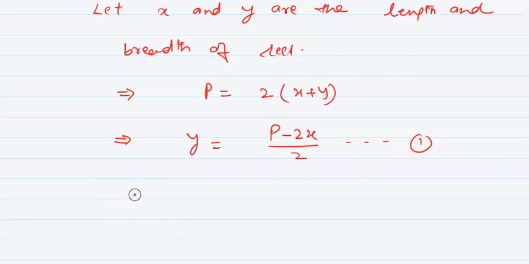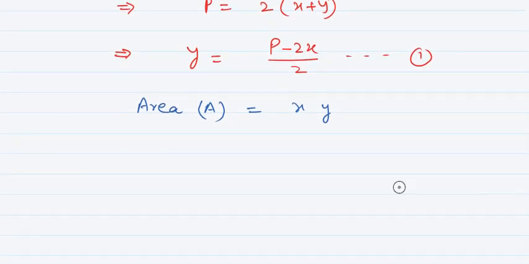Now the next is area. Area, or you can write it as A, or you can write it as f(x) as I suggested. So it is x into y. Now change this y by expression number 1. So you are getting x into (p minus 2x) upon 2.